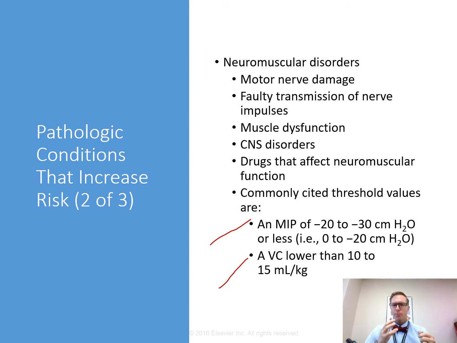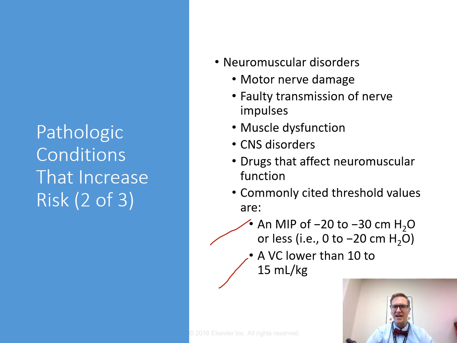So I have them blow into my vital capacity machine, my PFT machine, and sure enough, their vital capacity is less than 10 mLs per kilo. That's a sign that their diaphragm is not very strong. Their respiratory muscles are not very strong. The effectiveness of improving outcomes by using these is not established yet. However, when we're trying to see where this patient is with their muscle strength, it does help us gauge muscle strength and trend it.